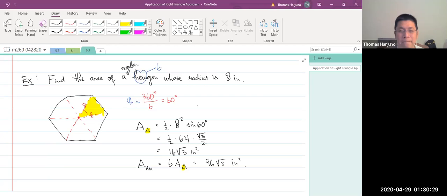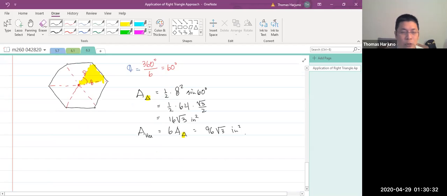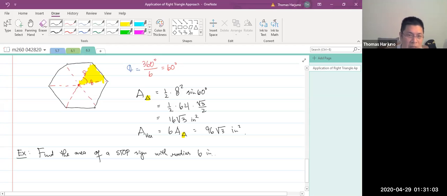Okay, now your turn. The following is actually an interesting question. Find the area of a stop sign with radius, let's say, 6 inches. Now please don't ask me how many sides a stop sign has. You basically reveal that you never stop. I give you 3 or 4 minutes for this.